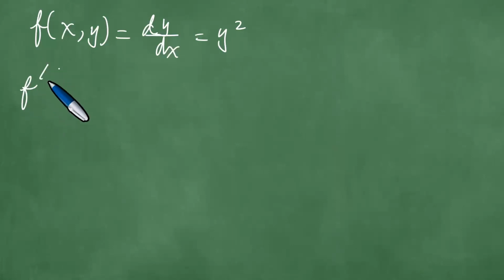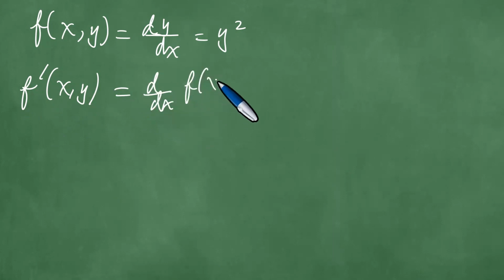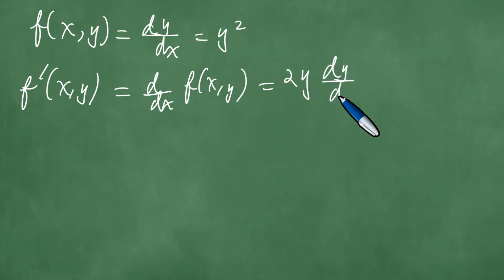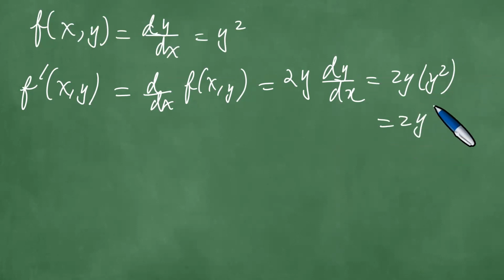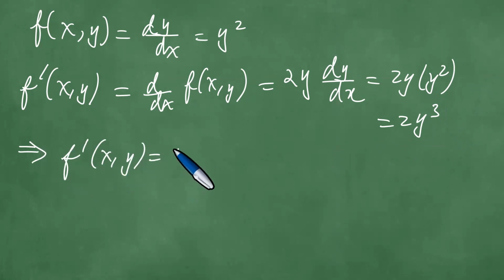We find the first derivative, which is d/dx of f(x,y). So you find the derivative of this. What's the derivative of y squared with respect to x? It becomes 2y times dy/dx, like so. Okay, now what is dy/dx? dy/dx is actually f(x,y), which is y squared. So it becomes 2y cubed. Obviously the observation is therefore that the first derivative is 2y cubed.